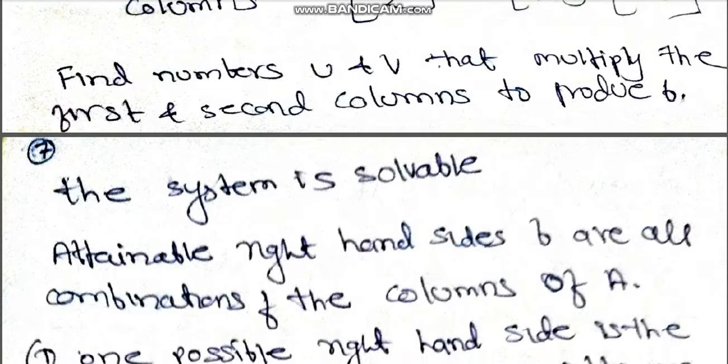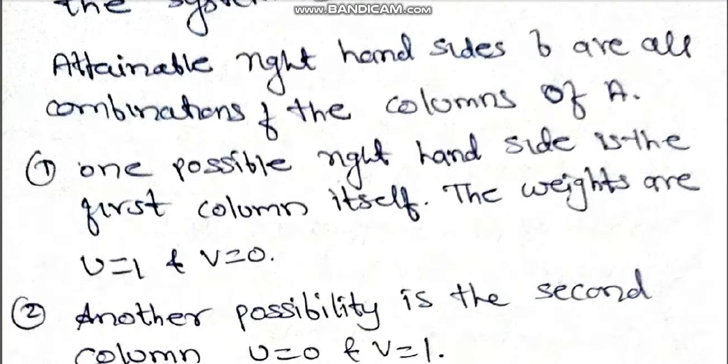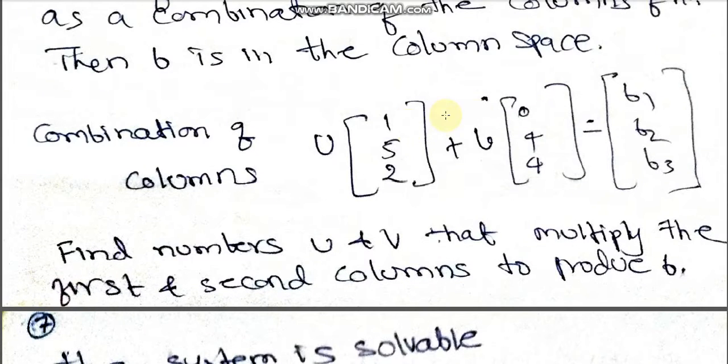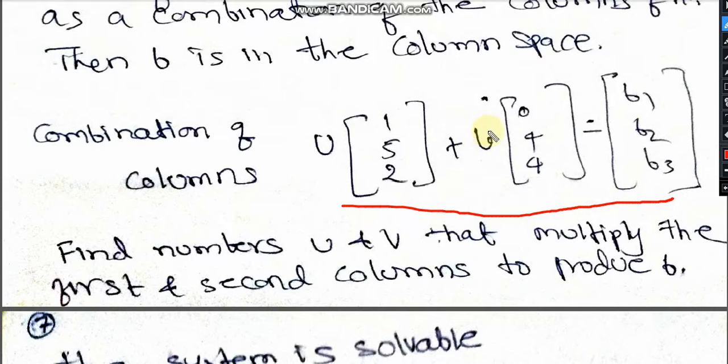Okay. So one possible right hand side is the first column itself. If I say v equals 0 and u equals 1, then 1u equals b1, 5u equals b2, and 2u equals b3. That means b1 is equal to 1 and b2 is equal to 5, with u equal to 1 and v equal to 0. This time I'm assigning v to 0, and u to 1. What are the values of b1, b2, b3? One of the solutions will be 1, 5, 2.